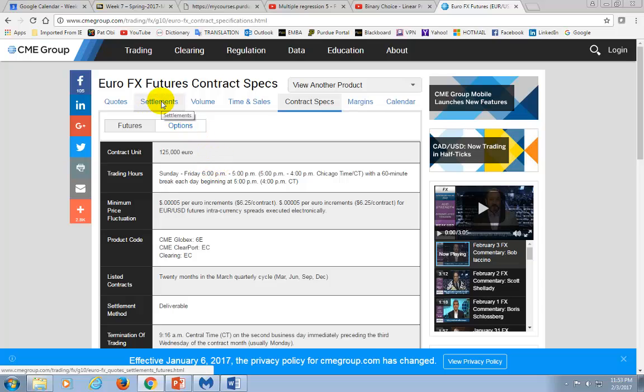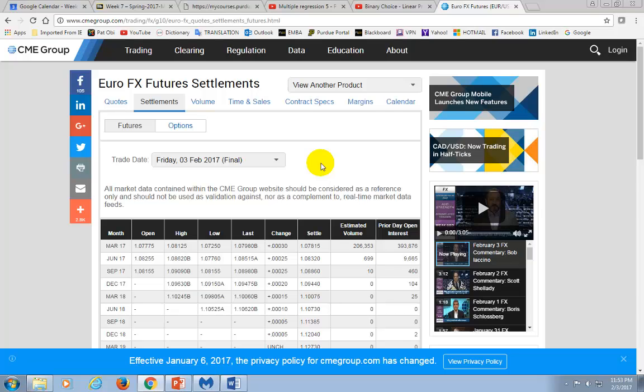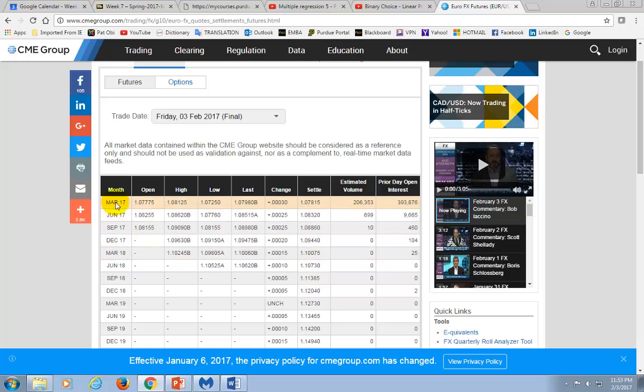So if you go to settlements right here, you see the future settlement prices for the most recent trading day, in this case Friday 3rd February 2017. Now here on the left column, you're going to see the different maturity months. So for example, on this trading date, a seller and a buyer agreed to buy and sell one Euro futures contract with a settlement price of 1.07815 US dollars per euro. So this is just a little bit more than $1.07 per euro.